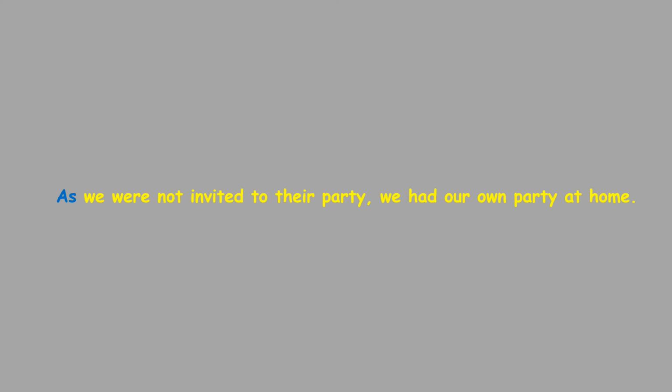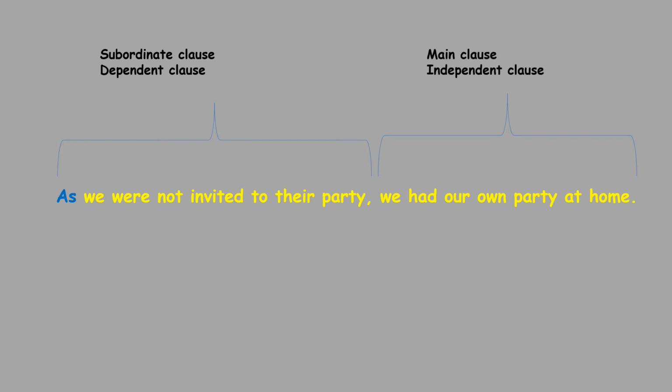As we were not invited to their party, we had our own party at home. As we were not invited begins with the conjunction as. So we have the subordinate clause is dependent from the main clause. We had our own party at home is the main clause.